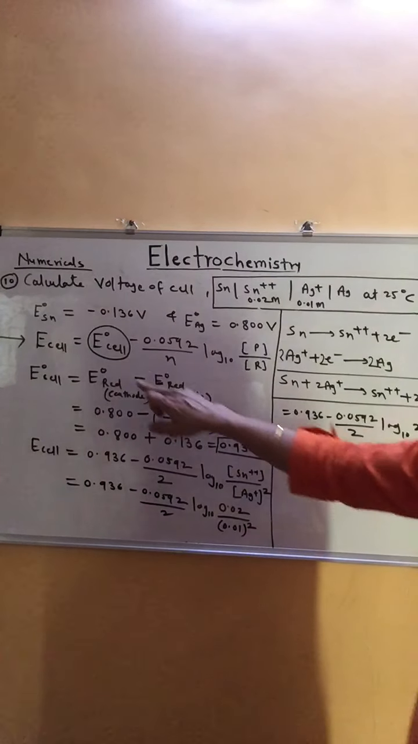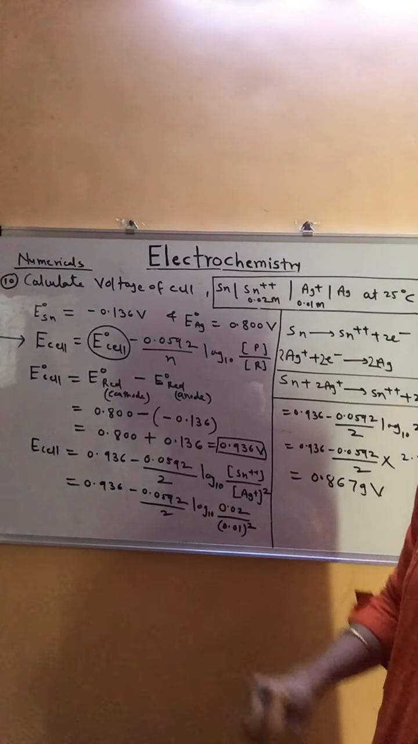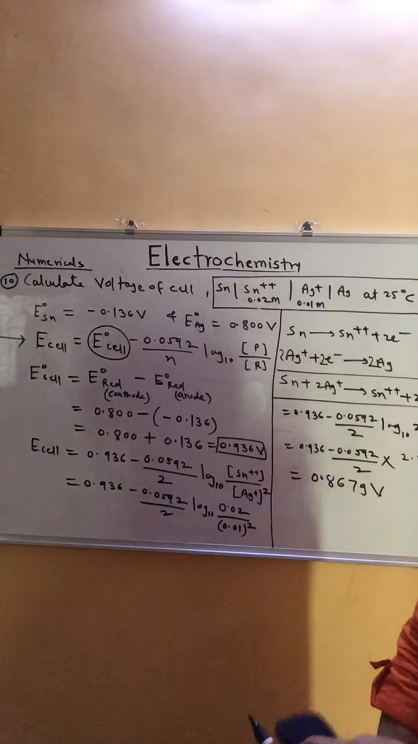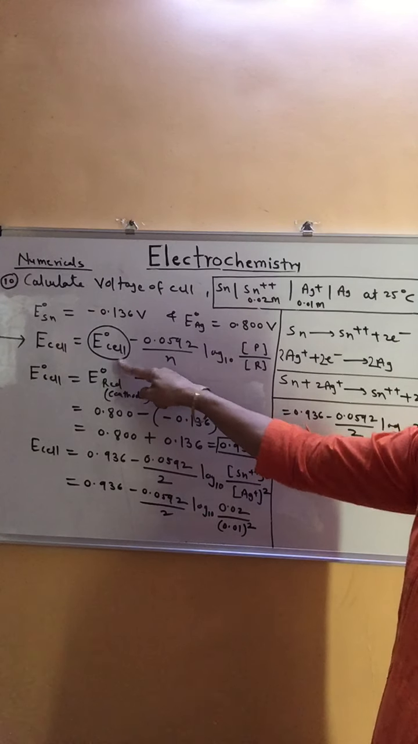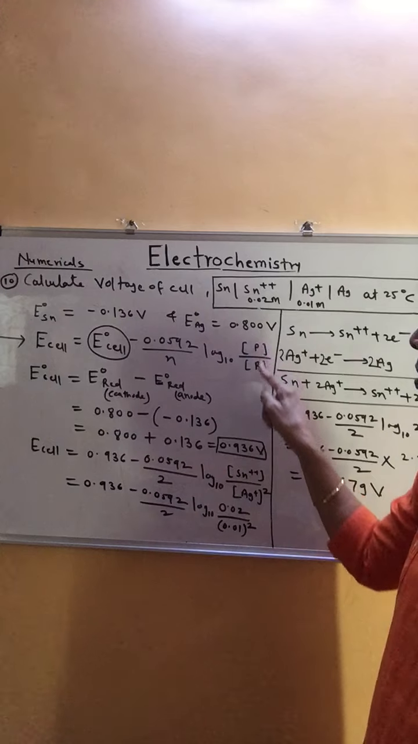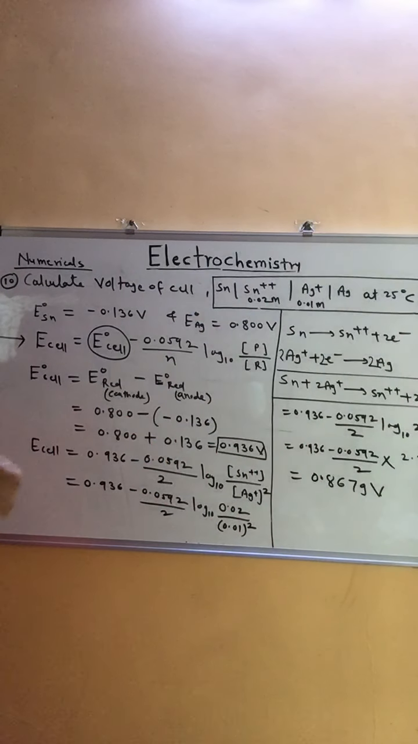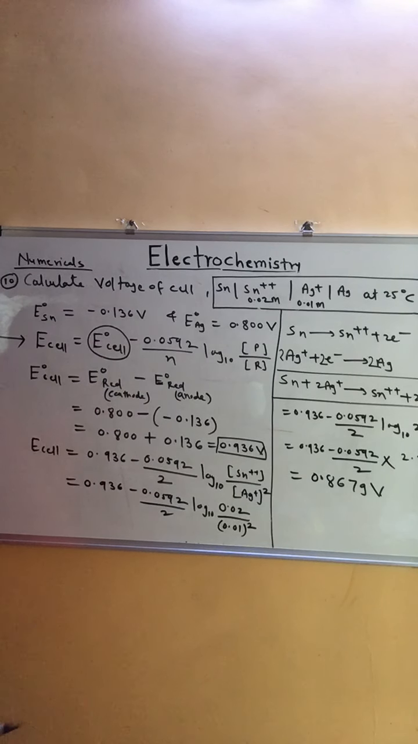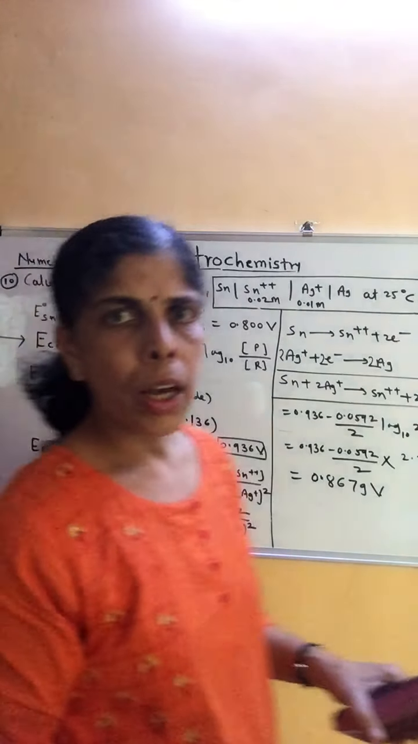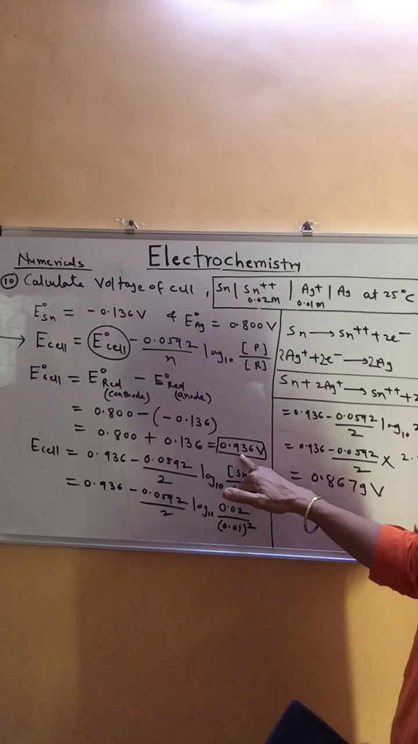First of all, you are going to write down the formula, the Nernst equation. What is not given in the Nernst equation is the standard cell potential, and the concentrations of products and reactants you also have to substitute. So first, the standard potential of the cell is calculated using the formula E cell is equal to E reduction of cathode minus E reduction of anode. Both the values are given. That is calculated separately.